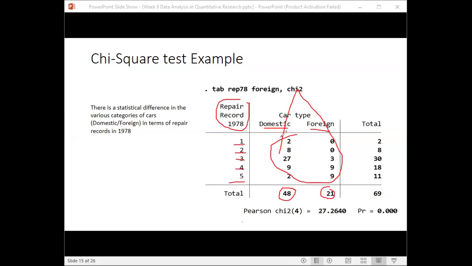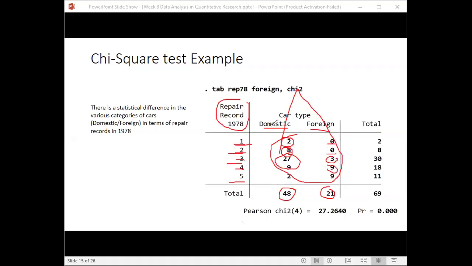Okay. 2 domestic cars came once in terms of their repair record. 8 domestic cars came twice. 27 domestic cars came 3 times, in that order, right? For the foreign cars, no car came once in the data that you have gathered. This is the sort of frequencies that you have.